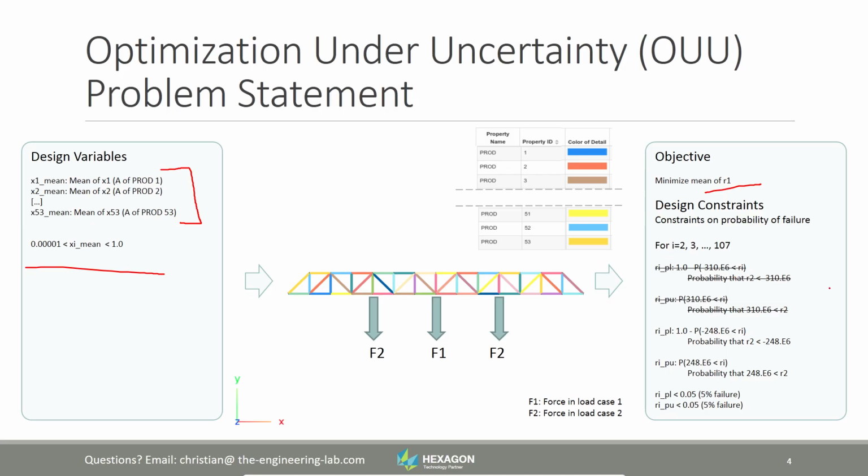So when you get the result of the OUU, you get told that this is the satisfied design. We're satisfying the constraints of 5% probability of failure. But upon confirmation, you might get a probability of failure that's actually maybe 9 or 10%. That's a problem for us.